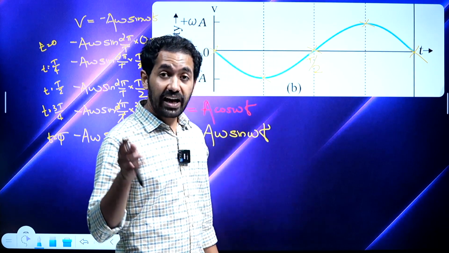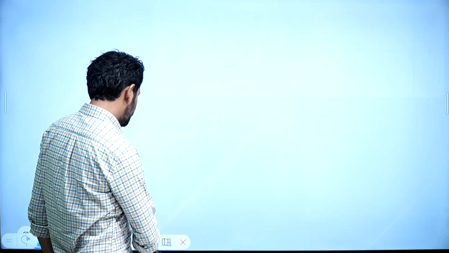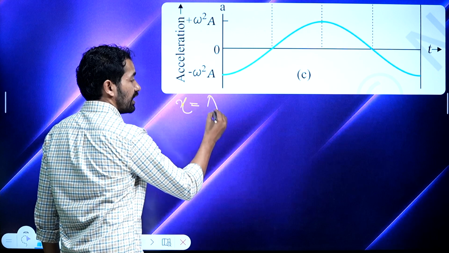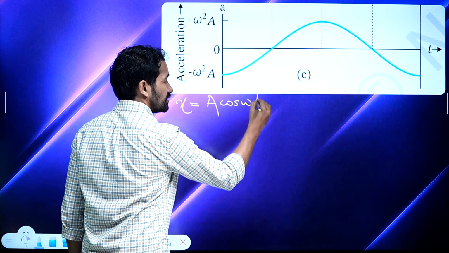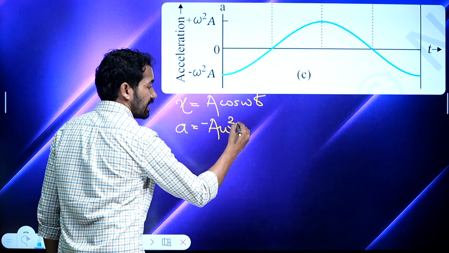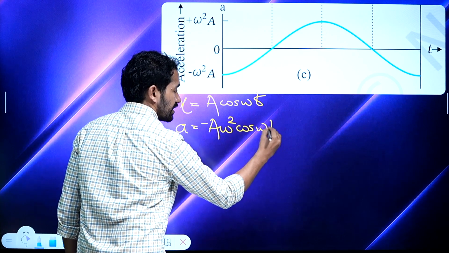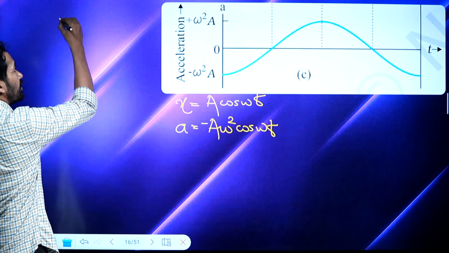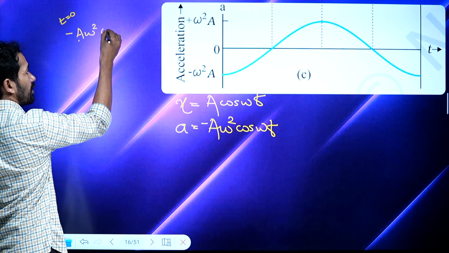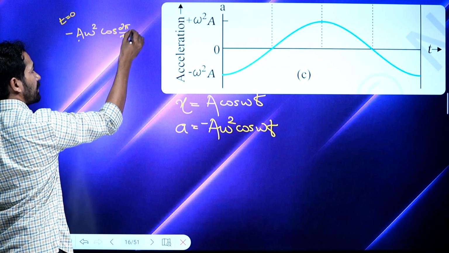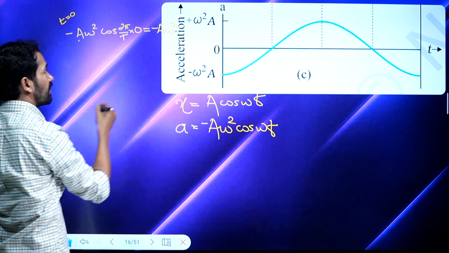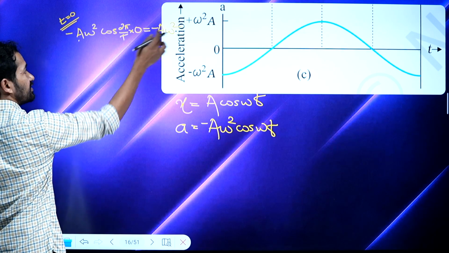Now let's draw the acceleration time graph of the same particle. See, what was the displacement time graph? Displacement is equal to a cos omega t. So what will be the acceleration time graph? It will be minus a omega square, and again it will be a cosine function, right? Now at time t equal to 0, this will be minus a omega square cos 2 pi by capital T into 0, correct? You will get minus a omega square. So at time t equal to 0, it is minus a omega square.